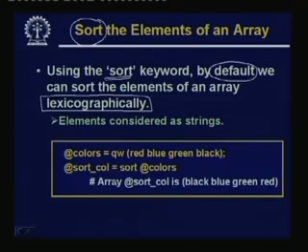So, some examples: colors equal to, say, using the quote word command, you define this array as red, blue, green, black. If you write sort_col, another array, equal to sort colors, the new array sort_col will be sorted: black, blue, green, red, right. So, this is the correct order of sorting, lexicographic ordering.